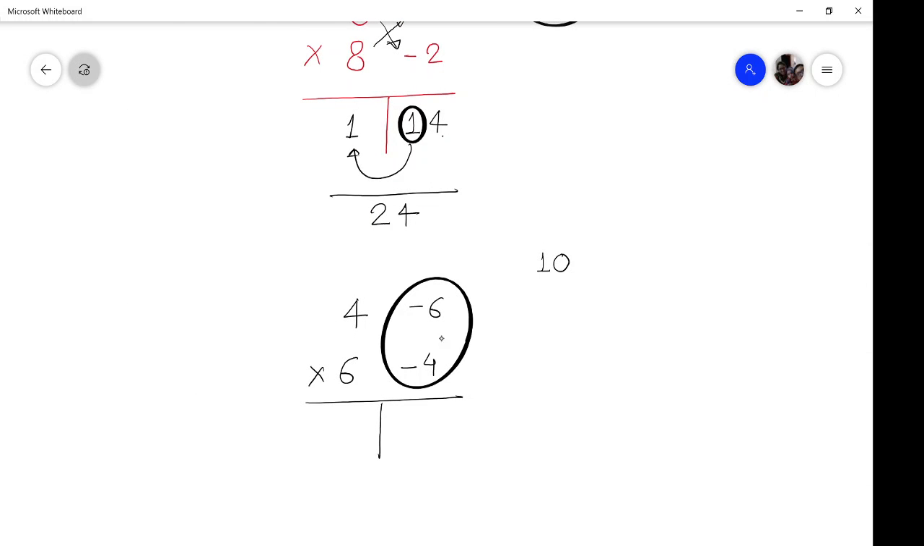So 6 fours are 24, and when you cross add these numbers, 4 plus minus 4 is 0, 6 plus minus 6 is 0. But as this is 10 to the power 1, only the unit can stay here, not 10, so this will come here, and then you have to add 2 to 0. So 2 plus 0 is 2, and 4 is there, so the answer is 24.